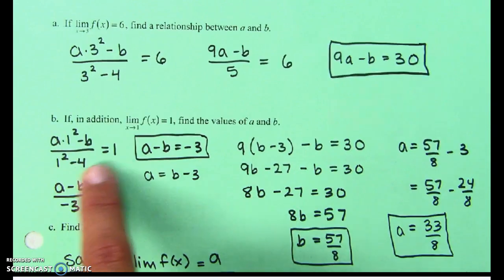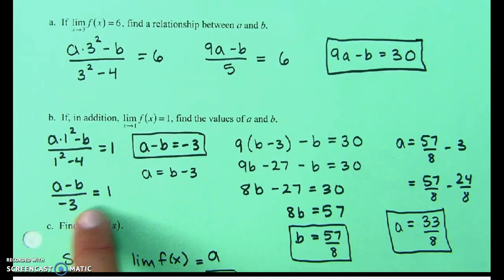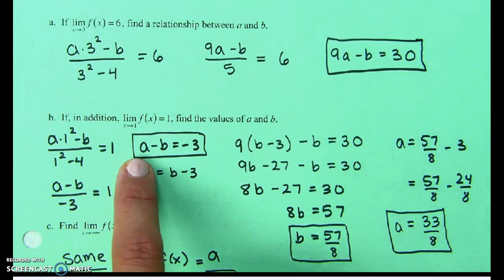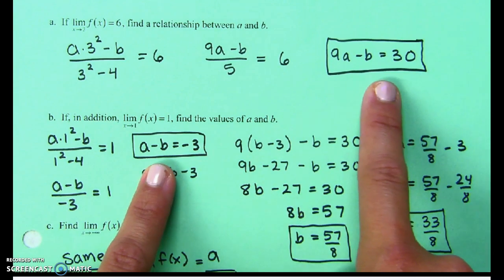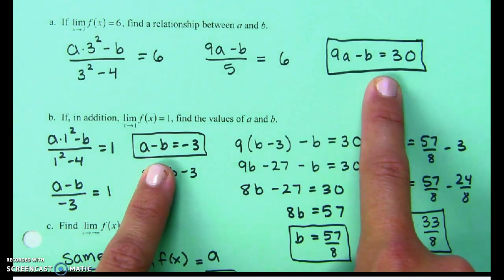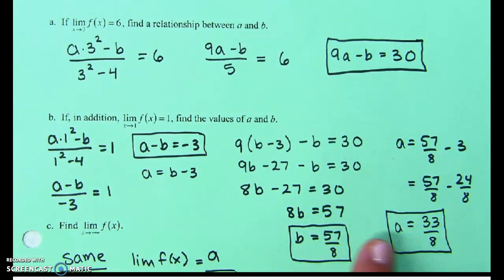Here I plug in 1 and set it equal to the 1. We get a negative 3 in the denominator, so I multiply that on both sides, and we have a minus b that came from the numerator equals negative 3. So now we have these two equations, which we're going to use a system of equations to find a and b. A and b are right here. If you got those on your own, way to go. If you worked together, way to go.